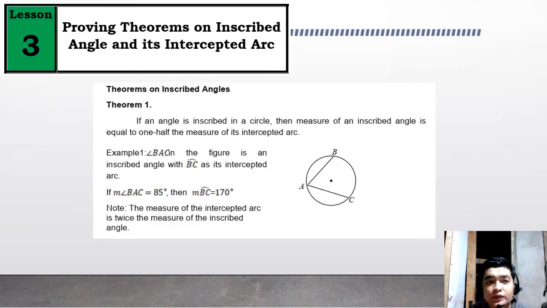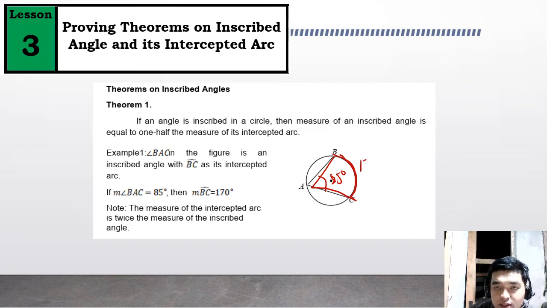Lesson 3: proving theorems on inscribed angle and intercepted arc. These are more on proving. If an angle is inscribed in a circle, the measure of the inscribed angle is equal to 1/2 the measure of its intercepted arc. We already discussed this. For example, if angle BAC is 85, what's the measure of arc BC? Twice 85 is 170 degrees.